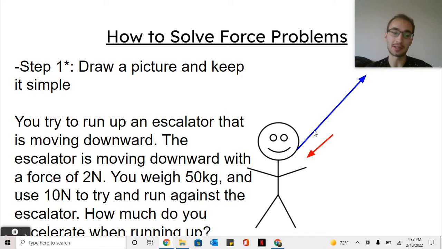Here's a problem that you're trying to solve. You try to run up an escalator that is moving down. So you're trying to go up the wrong way. The escalator is moving downward with a force of 2 newtons. You weigh 50 kilograms and use 10 newtons to try and run up against the escalator. How much do you accelerate when you're running up? Okay, so this one's a little more involved, but step 1, draw a picture. You can use mine. Please put it in your notes.